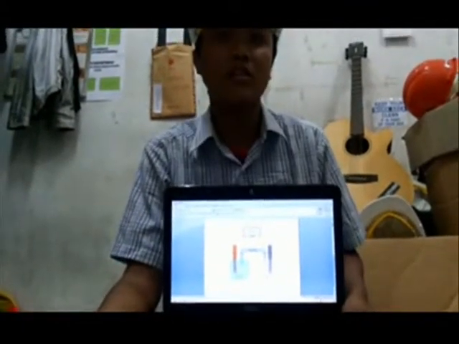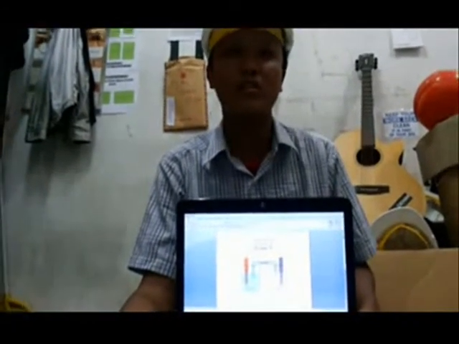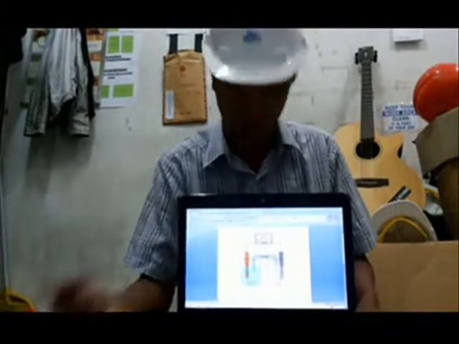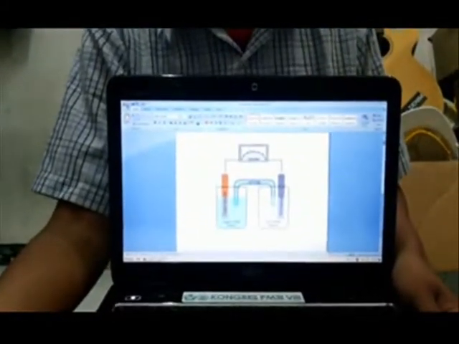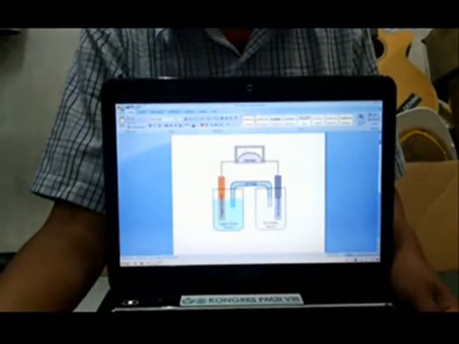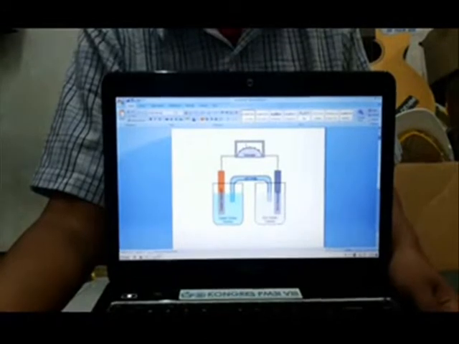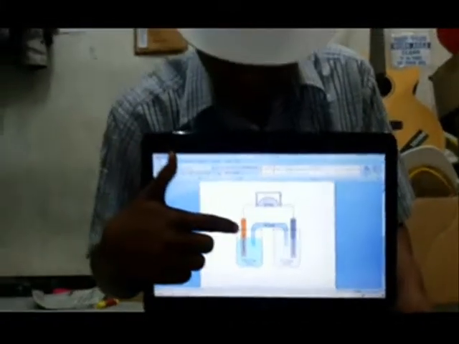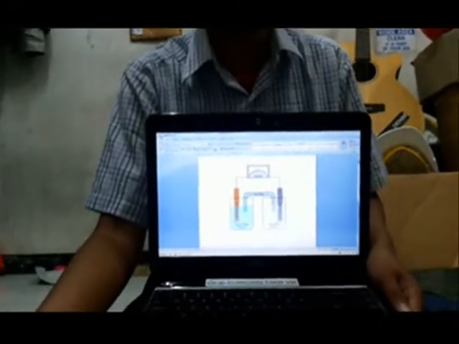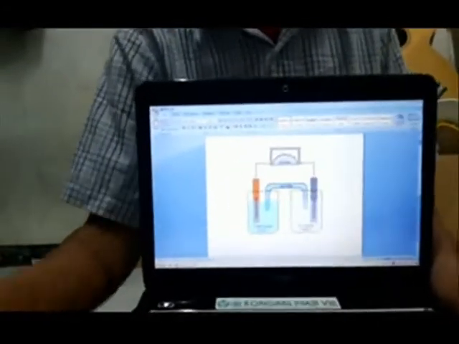And the third, there is an anode, the negative electrode, where the oxidation reaction occurs. In this image, as you can see, the zinc acts as the anode electrode. And the fourth, there is a cathode, the positive electrode, where the reduction reaction occurs. As you can see in this image, copper acts as the cathode electrode.